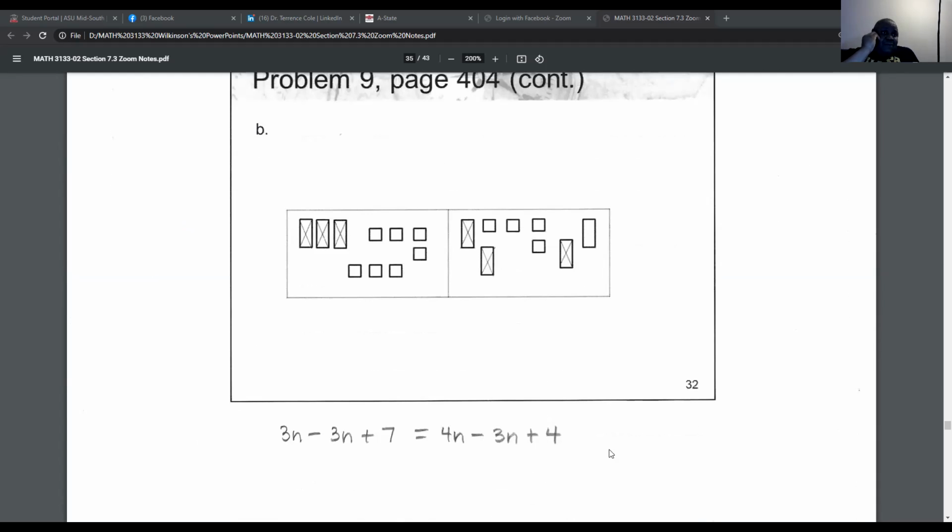Now, the next slide is part B. Notice that I X'd out 3 of the n tiles on the left side. And if I do that on the right side, I also have to X out 3 of those n tiles as well. So this represents 3n minus 3n plus 7, and that's equal to 4n minus 3n plus 4.